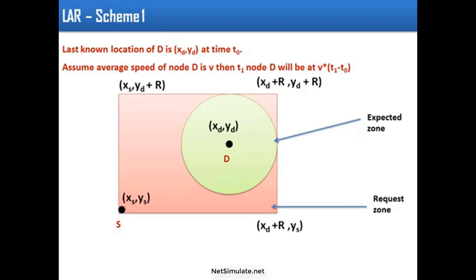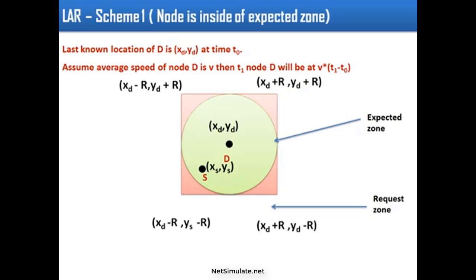Now take another example. In this example, we are showing node S lies in the expected zone of node D. So in that case, node S is already in the expected zone. If we draw a rectangle which can include node S and the expected zone of node D, this will be the rectangle.